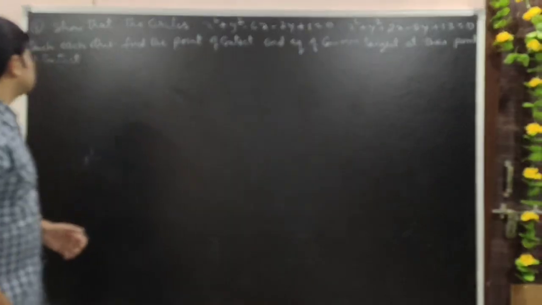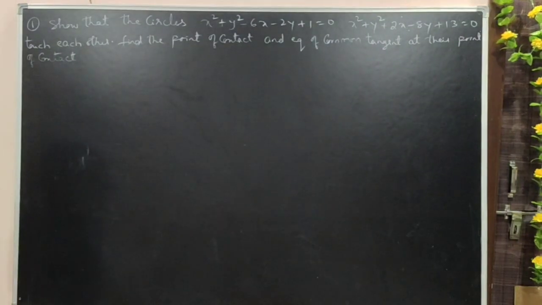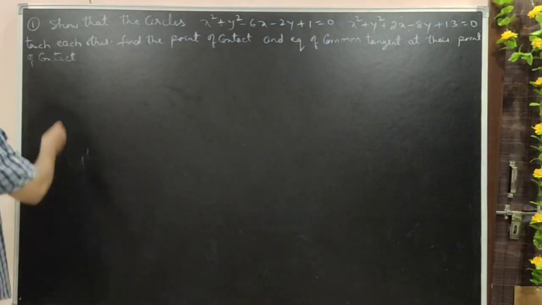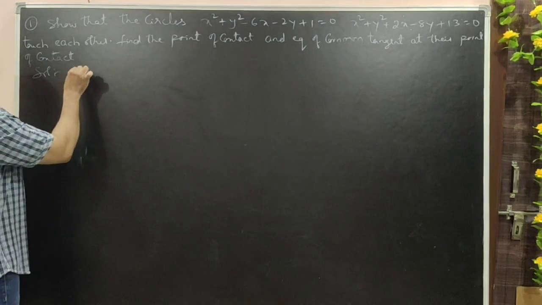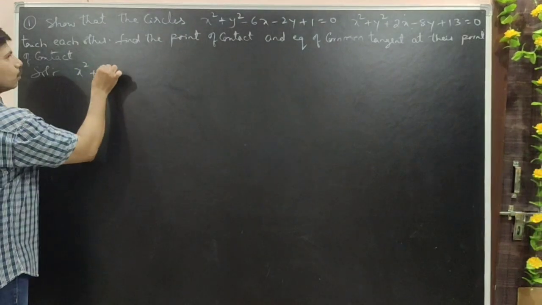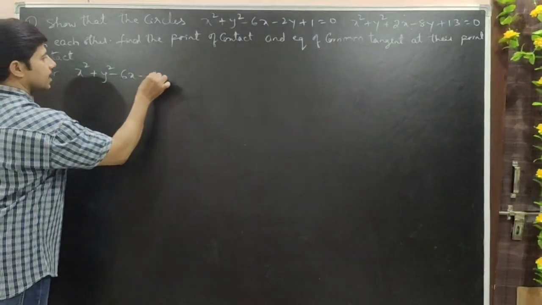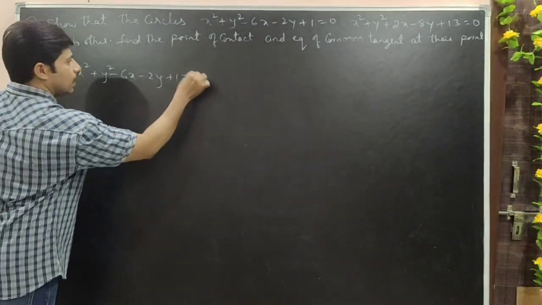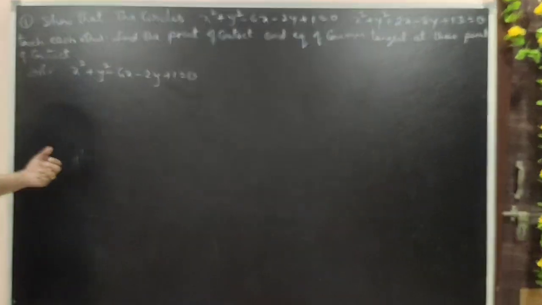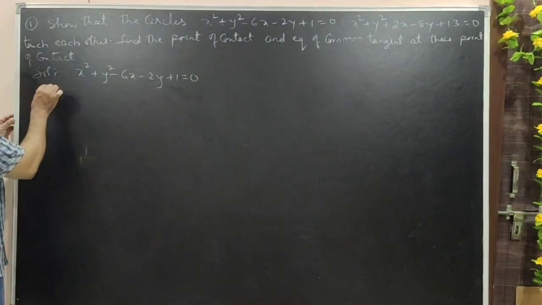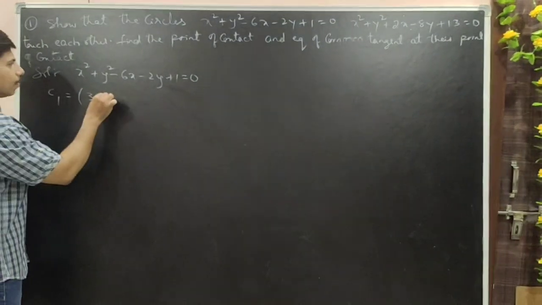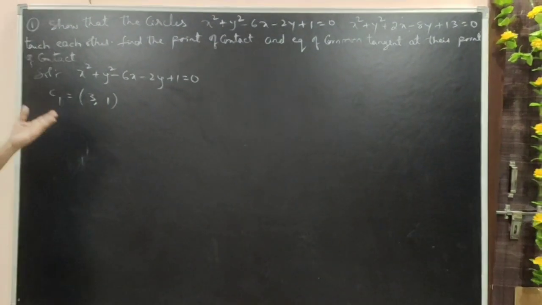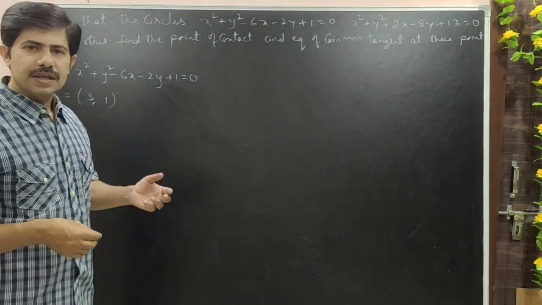So now two circles are given to us. The first equation of circle is x² + y² − 6x − 2y + 1 = 0. Now I'll find out the center. What is the center of this first circle? It is (−g, −f), so it is (3, 1).